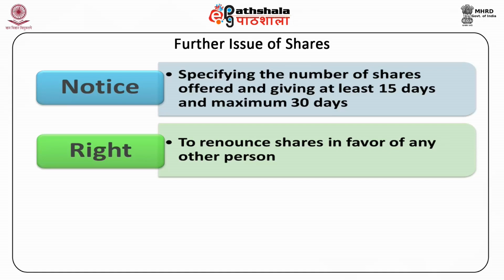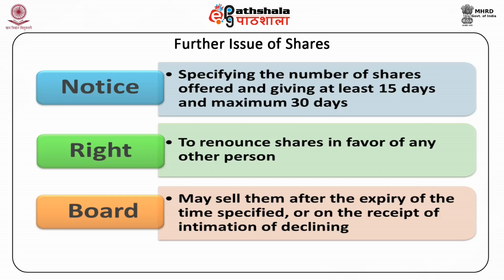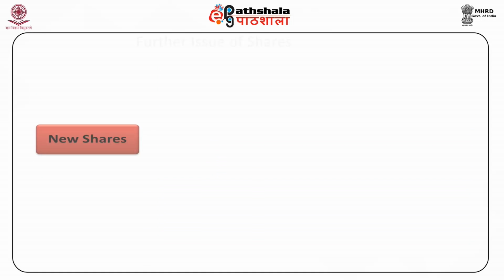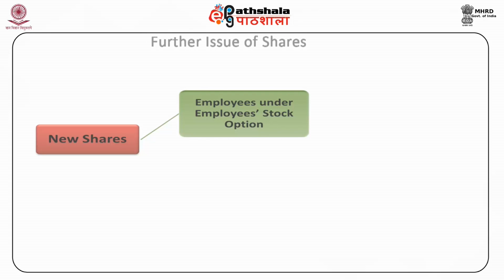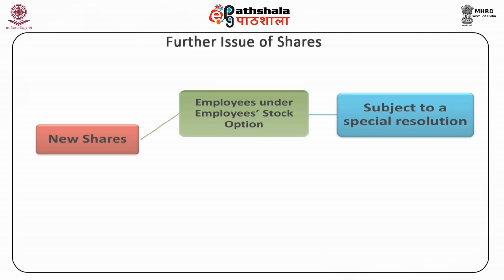Third, after the expiry of the time specified above, or on the receipt of earlier intimation from the person to whom such notice is given that he declines to accept the shares offered, the board of directors may sell them in such manner which is not disadvantageous to the shareholders and the company, to employees under a scheme of employees' stock option subject to special resolution passed by the company and subject to such conditions as may be prescribed.